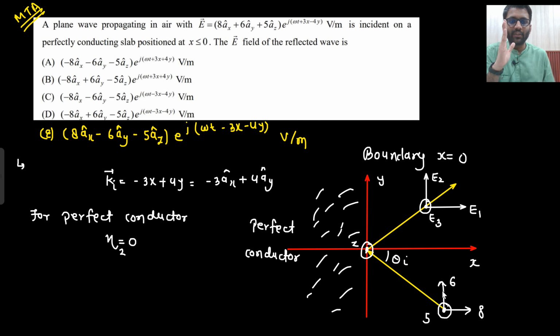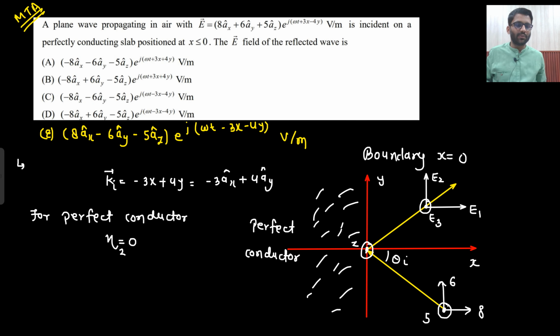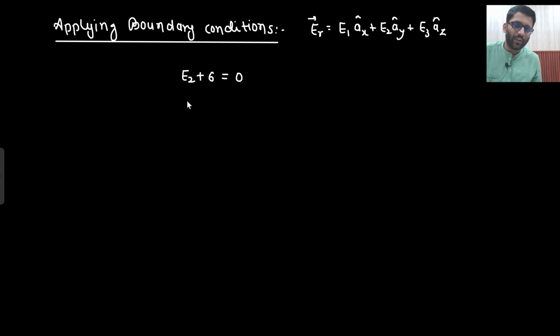This is my boundary. What all are my tangential components? Along this boundary, my tangential components are E2 and 6. So the first boundary condition I can apply is along this side of the boundary: E2 plus 6 is equal to 0. Why is it equal to 0? Because along this side of the boundary there is nothing, no electric field component. So from here the value of E2 is coming out to be minus 6.